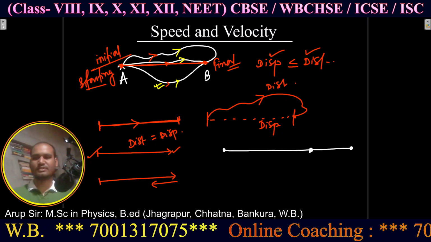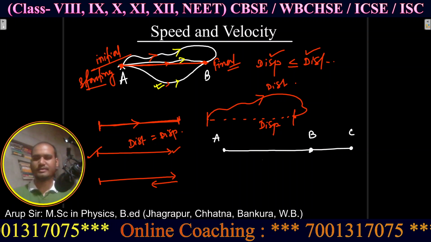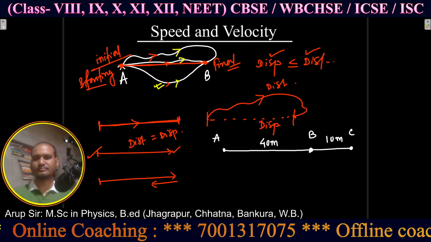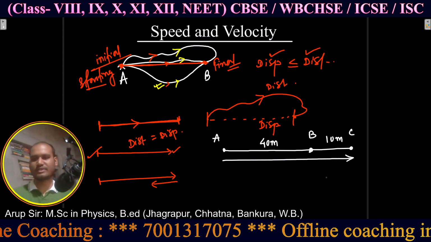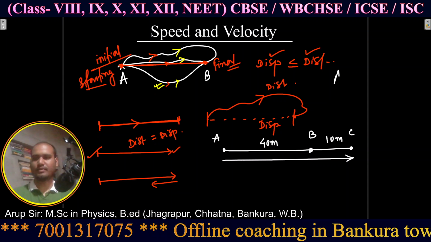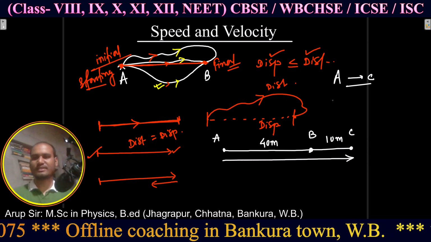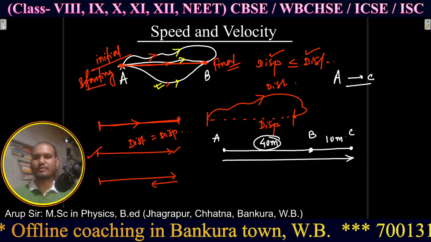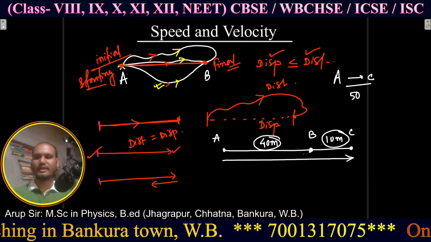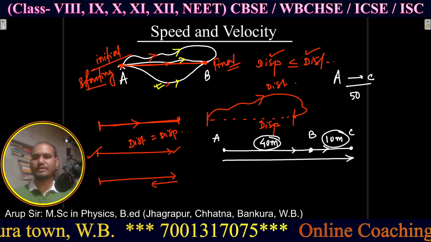These 3 are 3 points, A, B, C. Now this is 40 meter and this is 10 meter. An object is moving along a straight line path from A to C. From A to C it is moving. So what is the distance and what is the displacement? Distance is 40 plus 10, 40 plus 10 is 50. This is distance. And what is displacement? Same thing, because the direction is the same. 40 plus 10.